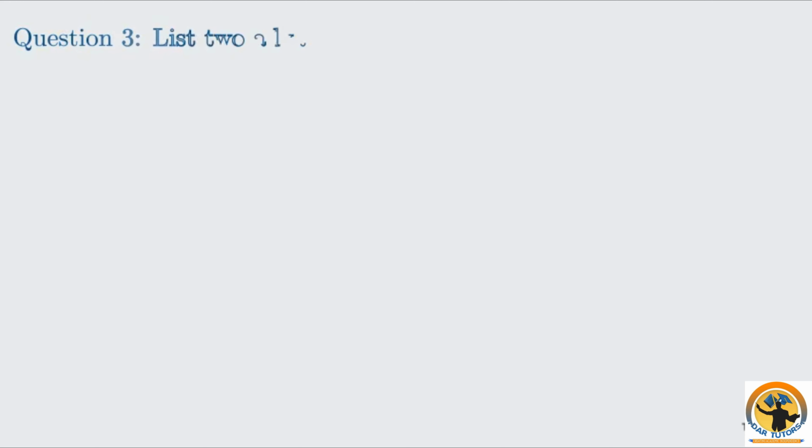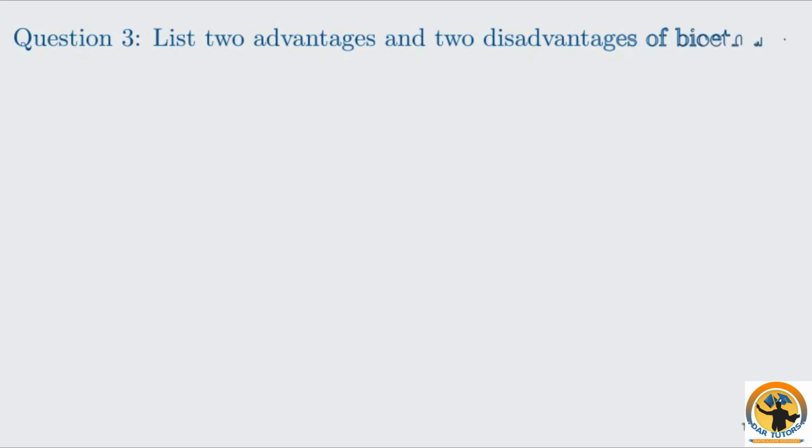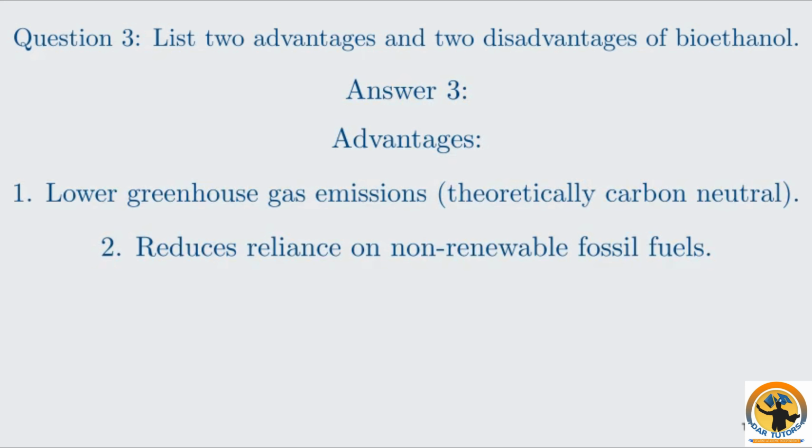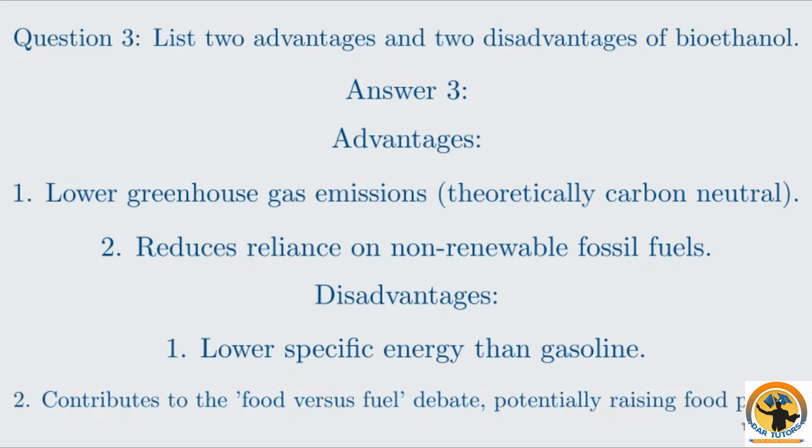Question 3 asks us to list 2 advantages and 2 disadvantages of bioethanol as a fuel. We discussed this in detail. For advantages, you could list lower greenhouse gas emissions in theory, or reduced reliance on crude oil. Let's pick lower greenhouse gas emissions. And for a second advantage, let's say reduces reliance on non-renewable fossil fuels. For disadvantages, the 2 most prominent were its lower specific energy and the food versus fuel debate. Let's write those down. So, the disadvantages are lower specific energy than gasoline and diverts crops from human consumption, raising food prices.